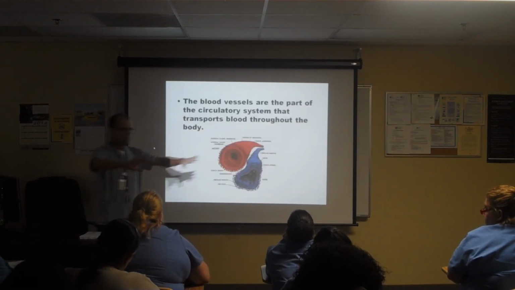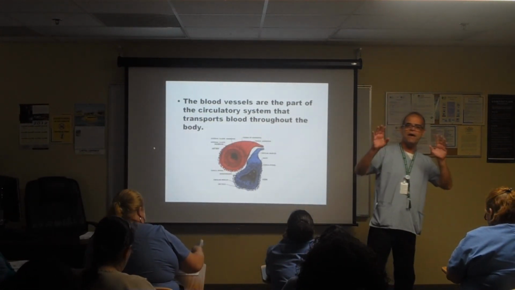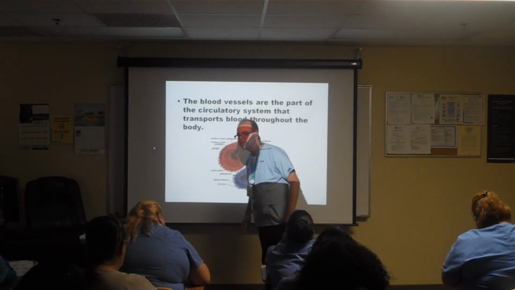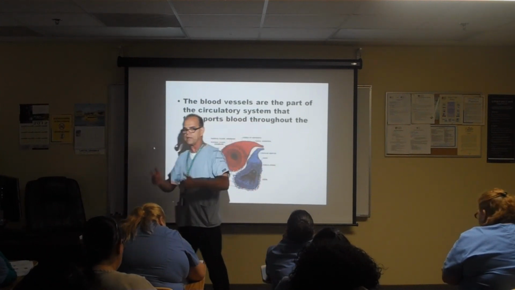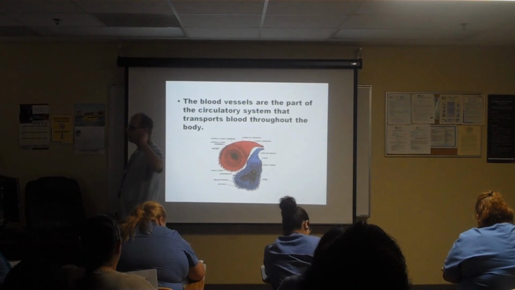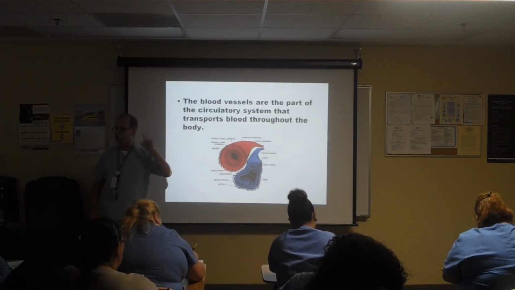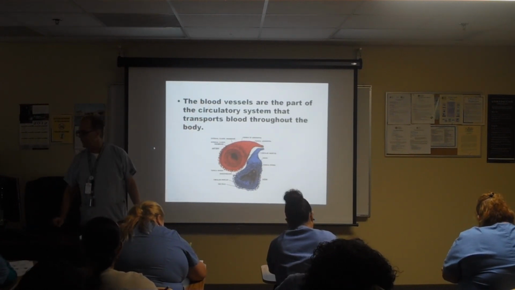Okay, we finish with the heart. We finish. We're going to the more important part. Vessels, arteries, veins, and between the artery and vein, what is there? Capillaries. Okay. The blood vessels are the part of the circulatory system that transports blood through the body. This is the concept of the blood vessel.